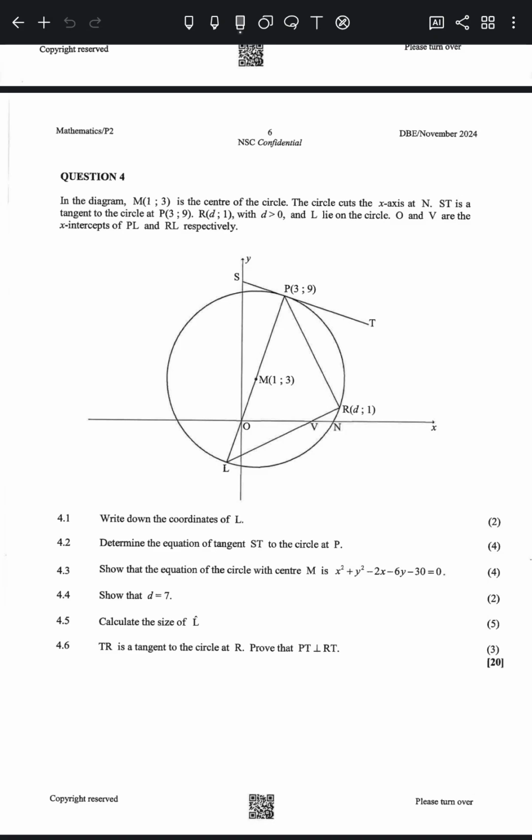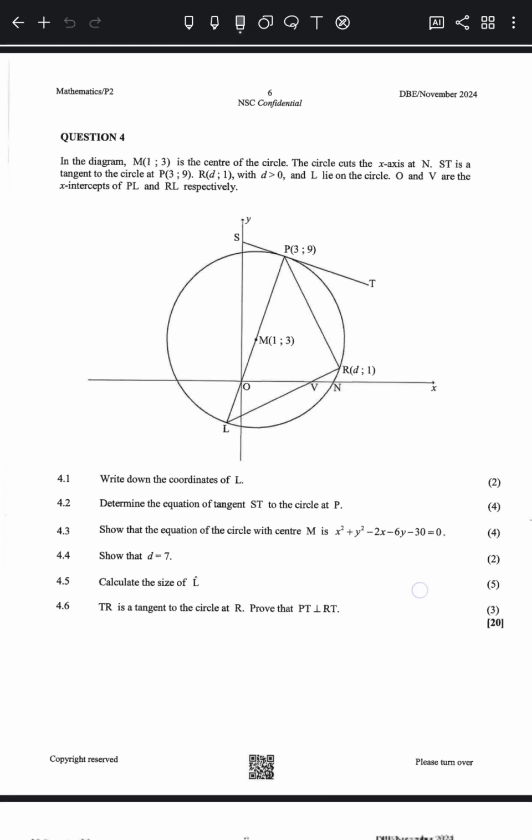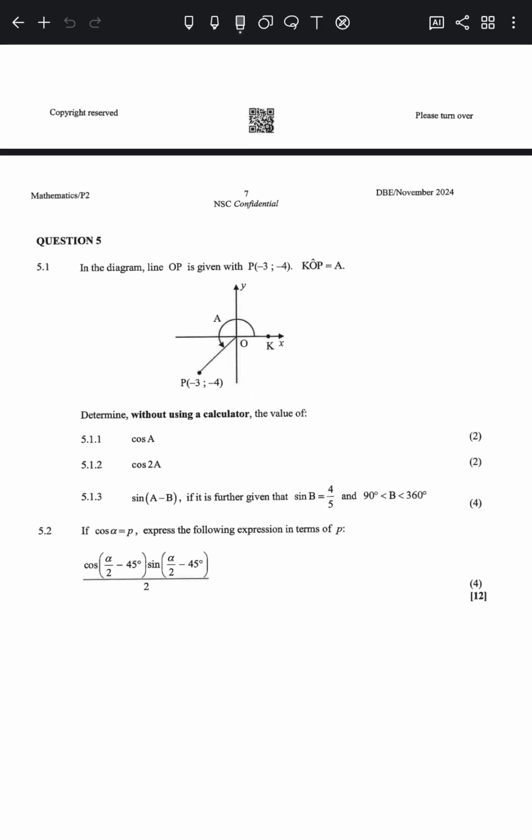And then 4.6, TR is a tangent to the circle. Prove that PT is parallel to RT. So remember, it's perpendicular. Remember, when you talk about perpendicular, it means that the two gradients must give you what? They need to give you what we call -1. Therefore, that 20 marks was pretty fair. Pretty fair.